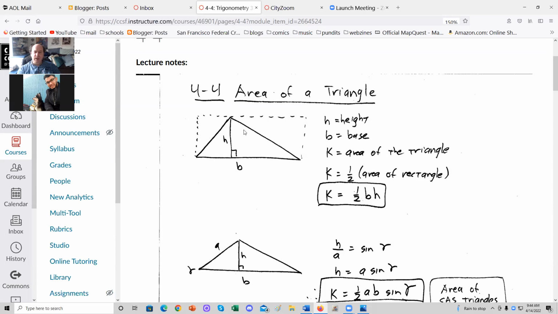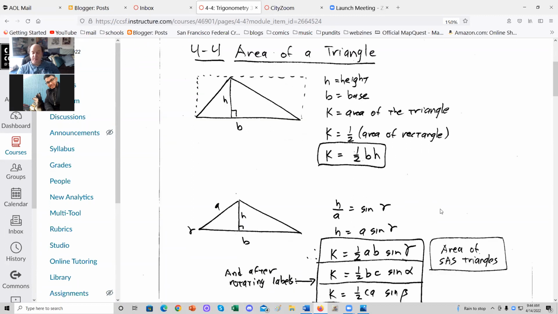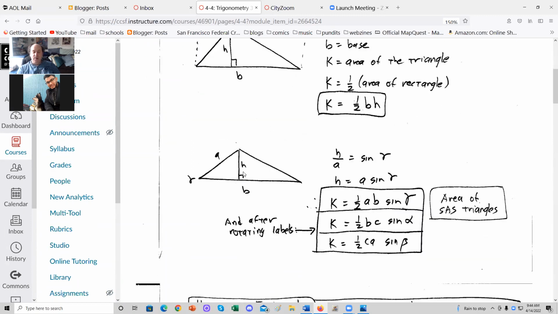So half of that. So if we use the letter K for area, I suspect it's from German because we can't use capital A because we're already using that for a side A. All right, so if K is the area of the triangle and it's half the area of this H by B rectangle, so K, the area of the triangle, is 1/2 B times H. Simple enough.